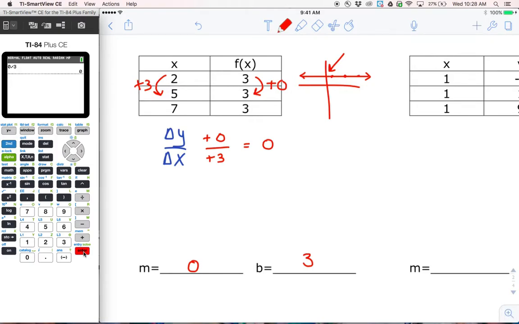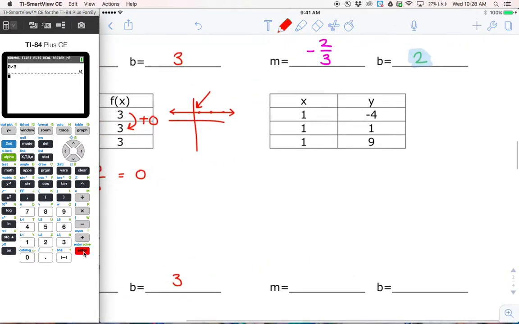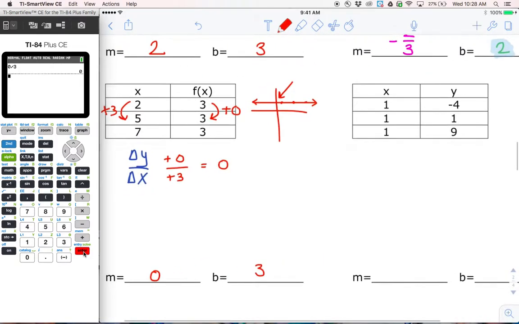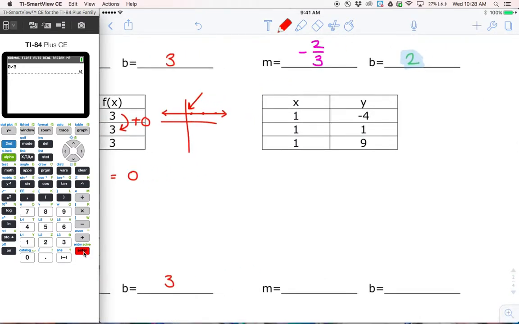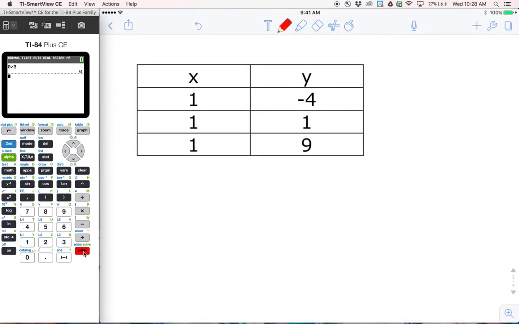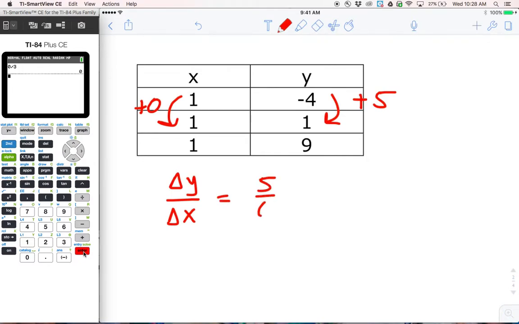All right, last one. Here we go. In this case, it was weird because in the last one all the y's were 3s, and in this one, all the x's are 1s, so it's kind of another weird one. Let's take a look here. If I look at the change in y over the change in x, from -4 to 1, I have to add 5, and from 1 to 1, I'm doing nothing, so plus 0, I guess. So I've got a 5 and I've got a 0 on the bottom.